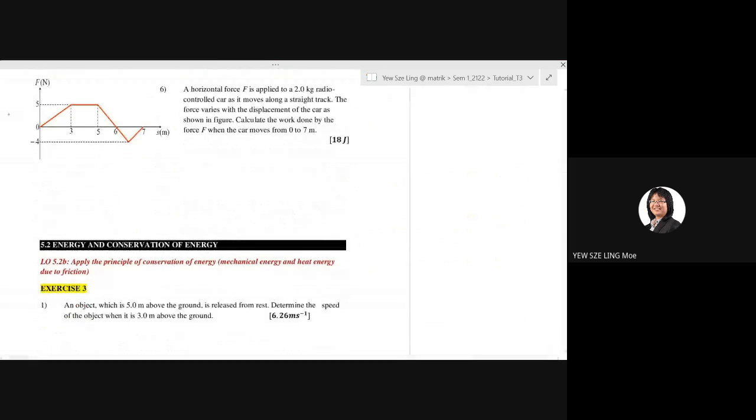Done. Okay, so question 6. They just change the shape from triangle to trapezium. So now I give you 2 minutes, you try to do it. This is a very, very simple question. You should be able to solve it within 2 to 3 minutes.